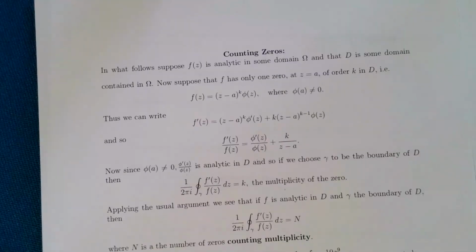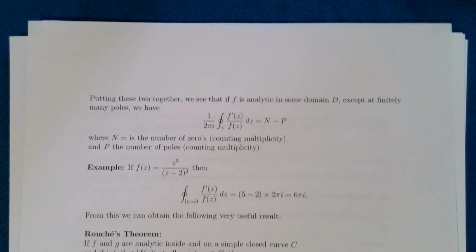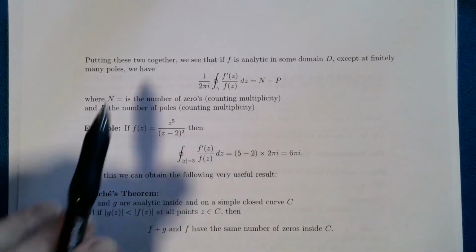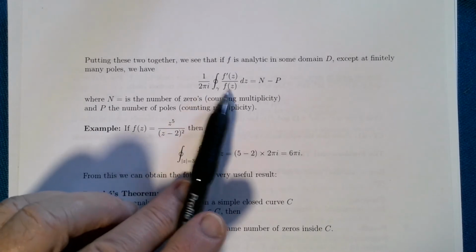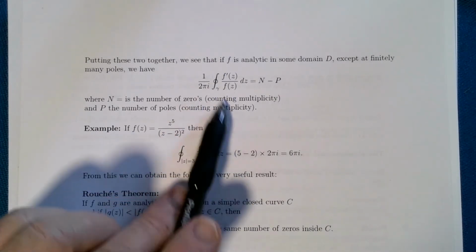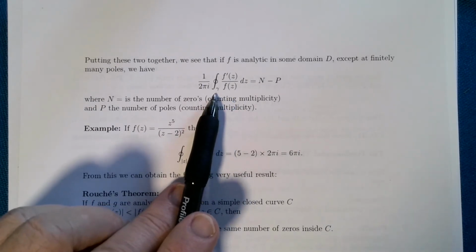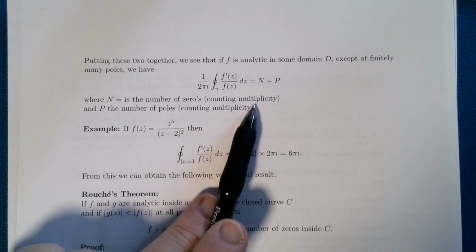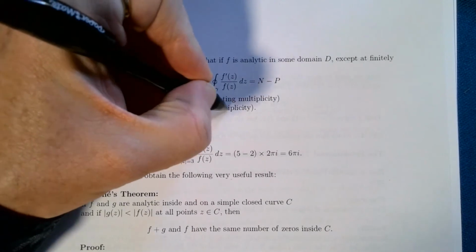Now we can put that together and we come up with the following lovely result. If f is analytic in some domain D except at finitely many poles, then we have that 1 over 2 pi i of the integral of the logarithmic derivative of f along some contour which is the boundary of D, as before, is equal to n minus p, where n is the number of zeros counting multiplicity and p is the number of poles counting, well, not multiplicity but perhaps counting order, I should say here.